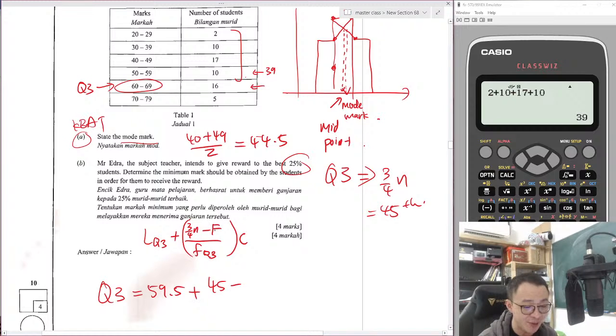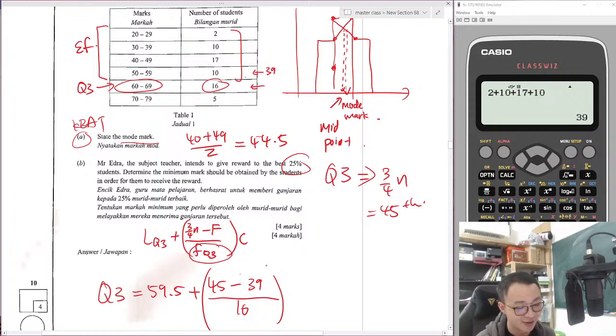Minus capital F means what? Cumulative frequency before the Q3 classes. Basically, you need to add all the frequencies here before the Q3 classes, which is 39. I just did it just now. Over this one will be the frequency of the Q3, which is 16. And then C will be the class size. Okay, class size, basically you cannot use 69 minus 60. Upper bound minus lower bound. So upper bound minus lower bound is 69.5 minus 59.5, which is 10.